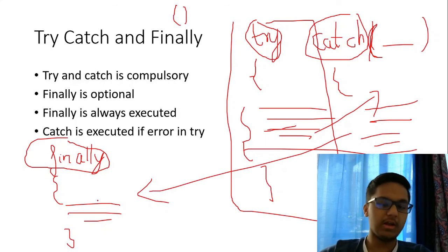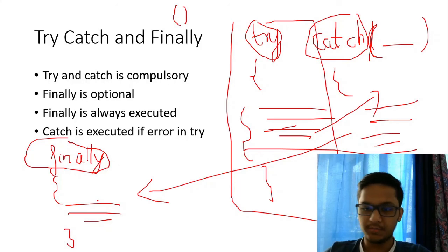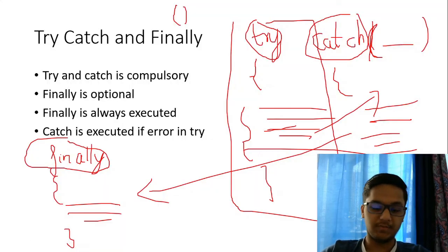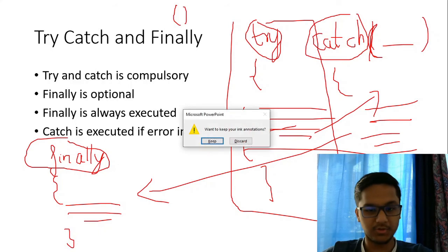In this part of the code, you can again have anything you want to do. You can print some statement, anything. So finally is always executed irrespective of whether an error is encountered or not. So that's basically it for the try, catch, and finally block, and this is how you handle exceptions.